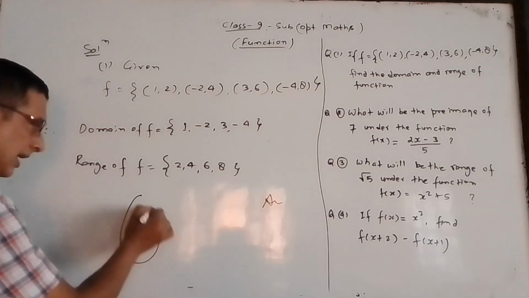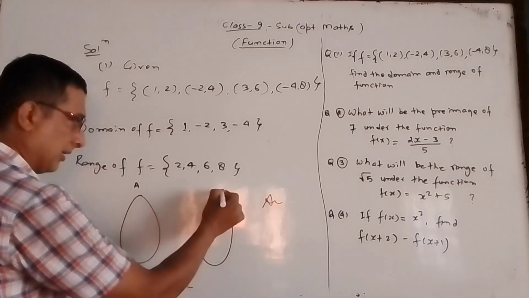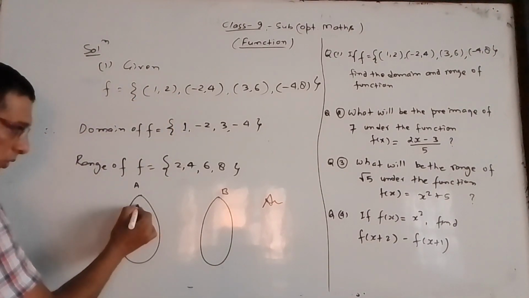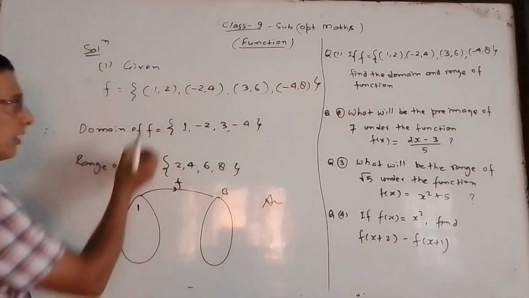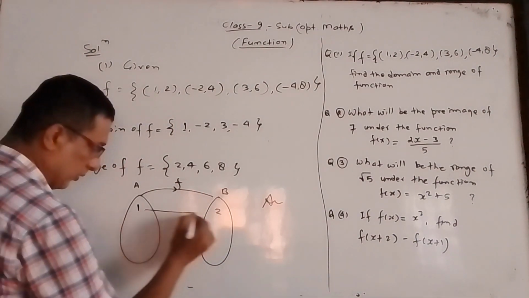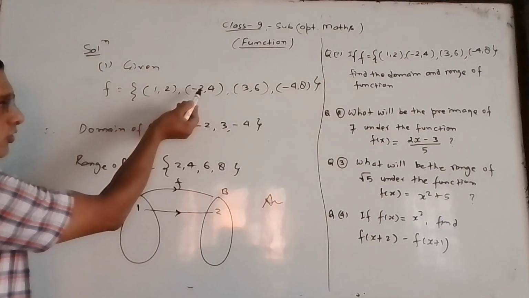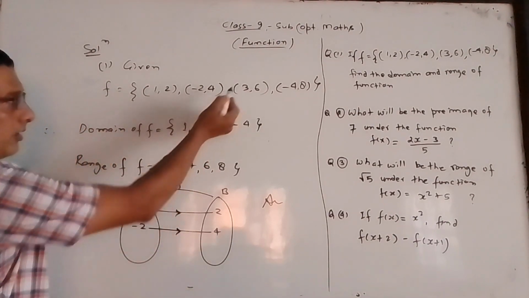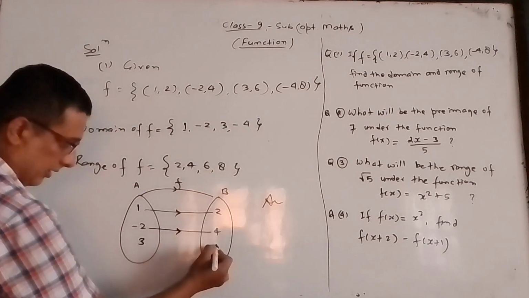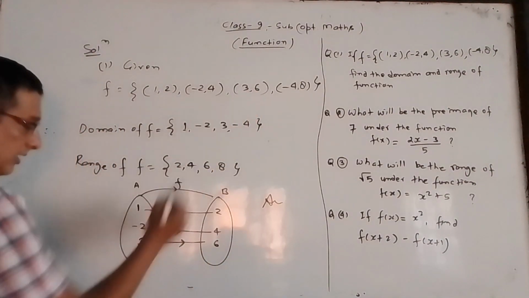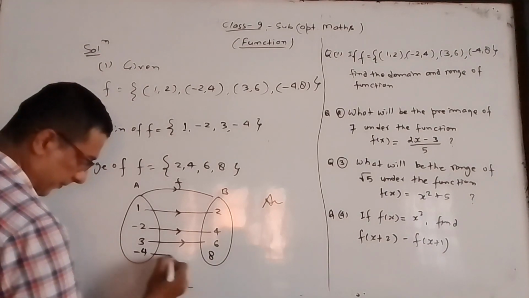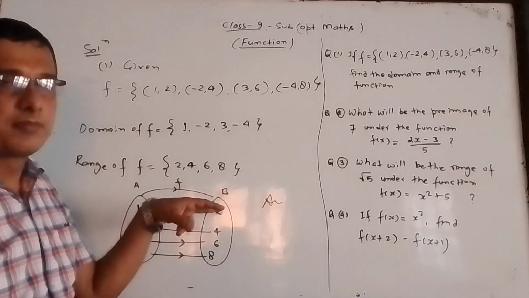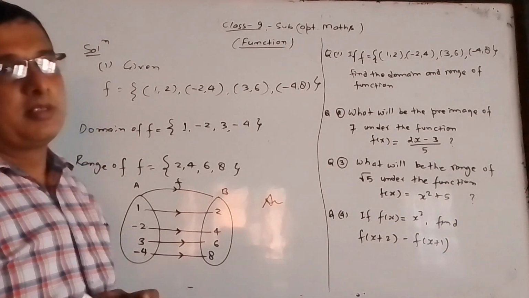How? Draw any set A and any set B. In a function, the first pair (1, 2) means 1 is mapped to 2 here. Then 1 to 2, second is -2 to 4, third is 3 to 6, and finally -4 to 8. So by the arrow diagram you can also find the domain and range.